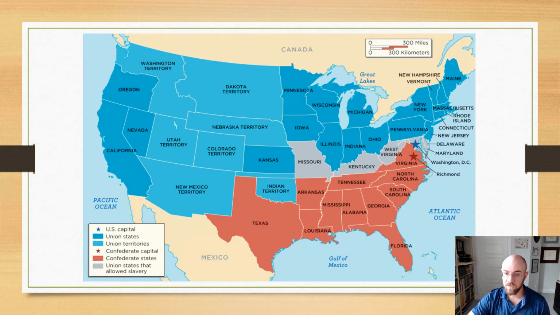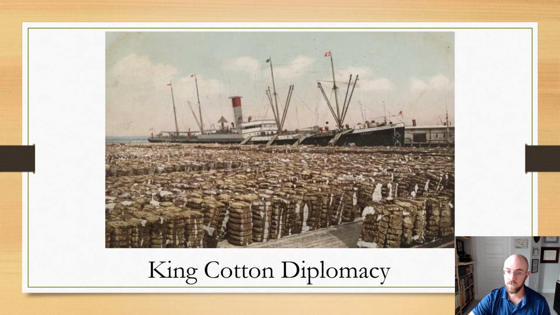Now, the Confederacy, they have a little bit different goal. They're betting on something else to win. Something called King Cotton diplomacy. So King Cotton diplomacy is the South is the largest producer of cotton in the world. They sell to Europe, particularly to England and to France for their textile production. And we have some of the cheapest, best produced cotton in the world.